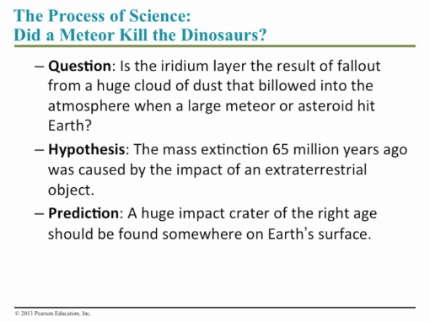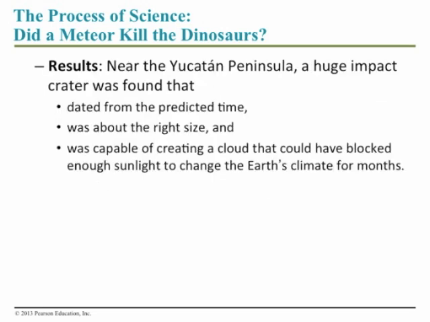these observations, we have actually found, near the Yucatan Peninsula, a huge impact crater that dated from the predicted time and was about the right size. If a large extraterrestrial object, like a meteor, had created it, it would have created a cloud that could have blocked enough sunlight for enough time to change the Earth's climate, to kill off a lot of plants, and to lead to a mass extinction of organisms that relied on those plants for survival.